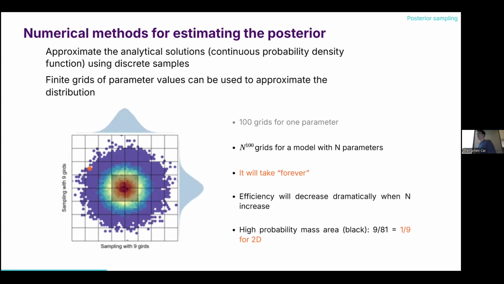With n to the power of 100, you can never finish, even if you use the most powerful computer. And which region has a high probability mass, the region we are interested in, right? Shown by this black box. How many samples do we have? 9. But how many samples do we use for the whole sampler? 81. So for this case, the efficiency is just 1/9.